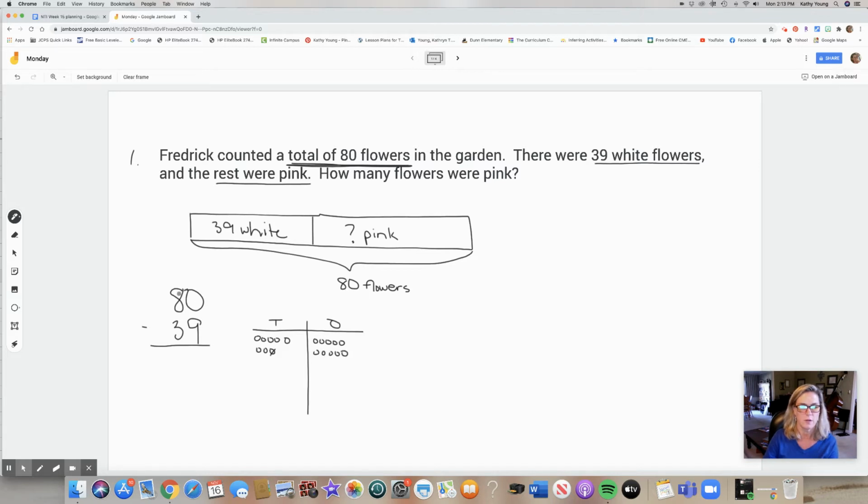Over here, I'm going to do the same thing. I'm going to take a 10 and turn it into 10 ones. Okay, do you see now that my chart matches my problem? Now I can do 10 minus 9. So I'm going to change my color so we can kind of see what I'm doing. So I'm going to take 9 of these and cross them out. I have 1 left. So make my 1 here.